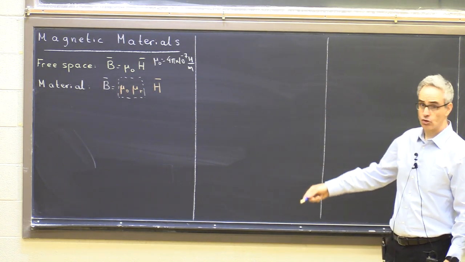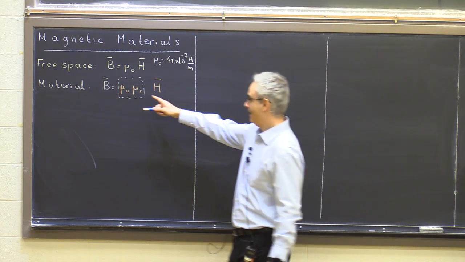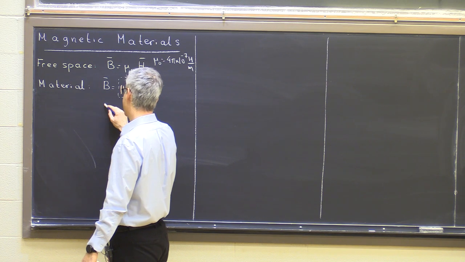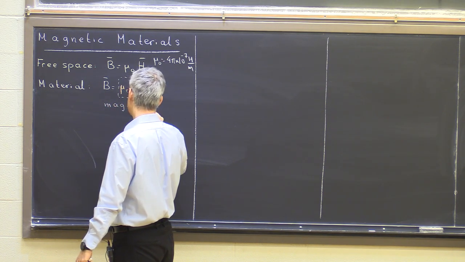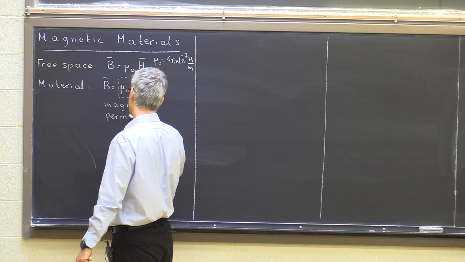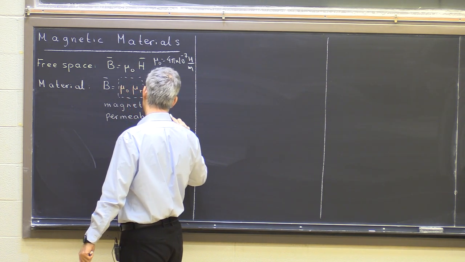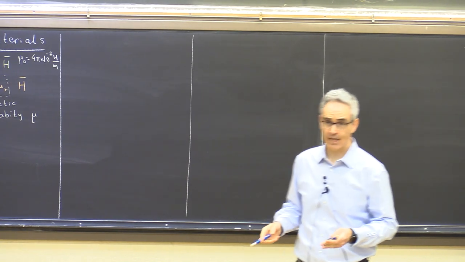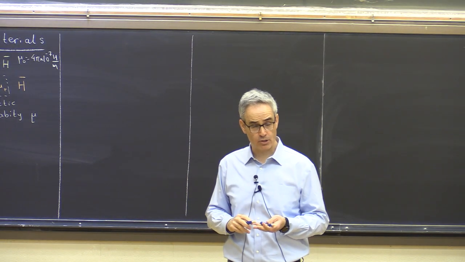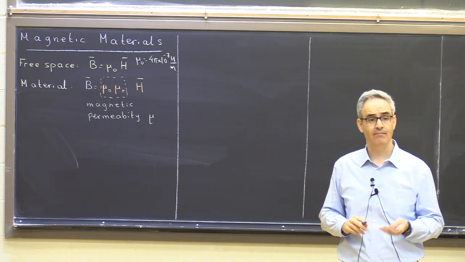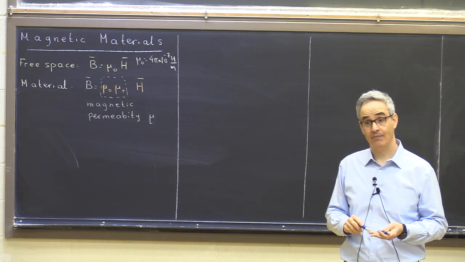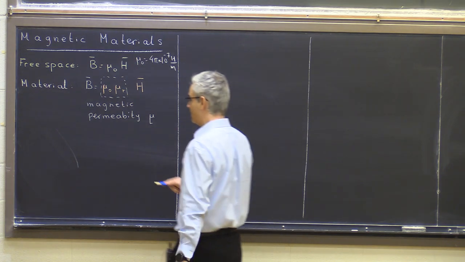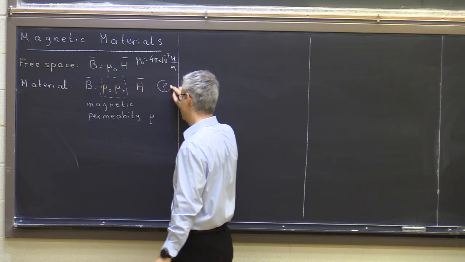Whereas inside natural media, this is modified by the relative magnetic permeability, mu sub r. So this product is the magnetic permeability of the medium. We call it mu. And mu sub r is the relative magnetic permeability. Just like we saw in electrostatics that we had the dielectric permittivity of vacuum, epsilon naught, 10 to minus 9 by 36 pi farad per meter. And we had the relative dielectric permittivity, epsilon sub r, and the product epsilon naught epsilon r was giving us the dielectric permittivity. So where does this come from?